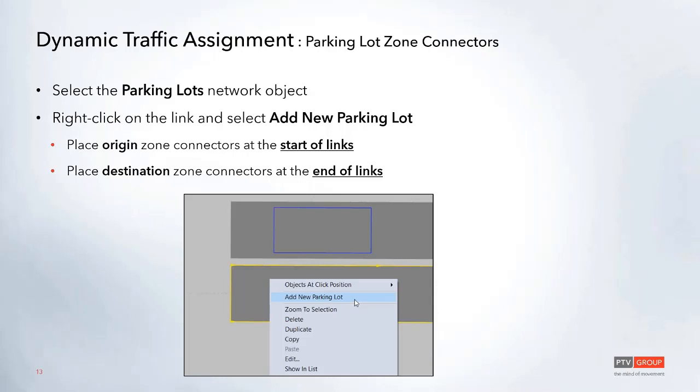So for any origin zone connectors, you want to place those near the start of the link, because this is where the vehicles will actually enter the network. And then for any destination zone connectors where vehicles will be leaving the network, those should be placed near the end of the link.